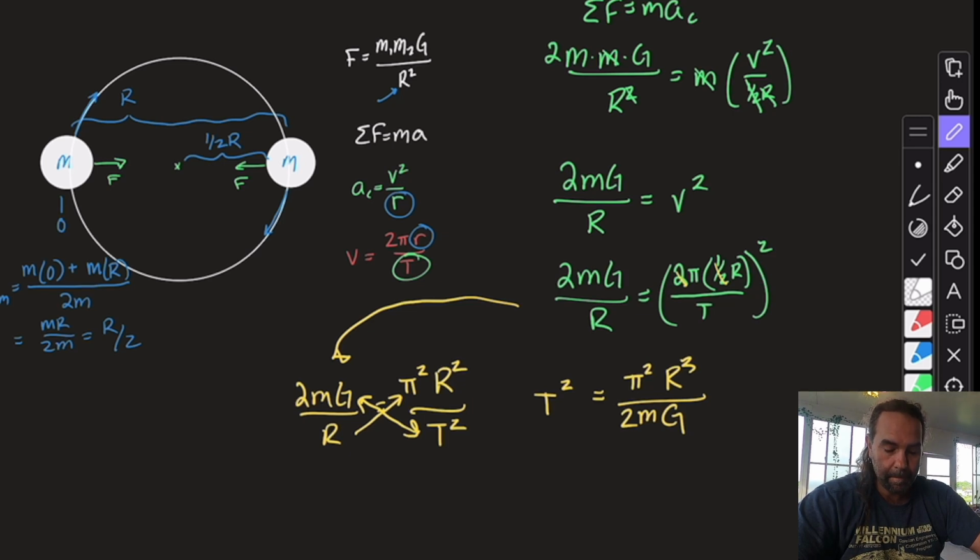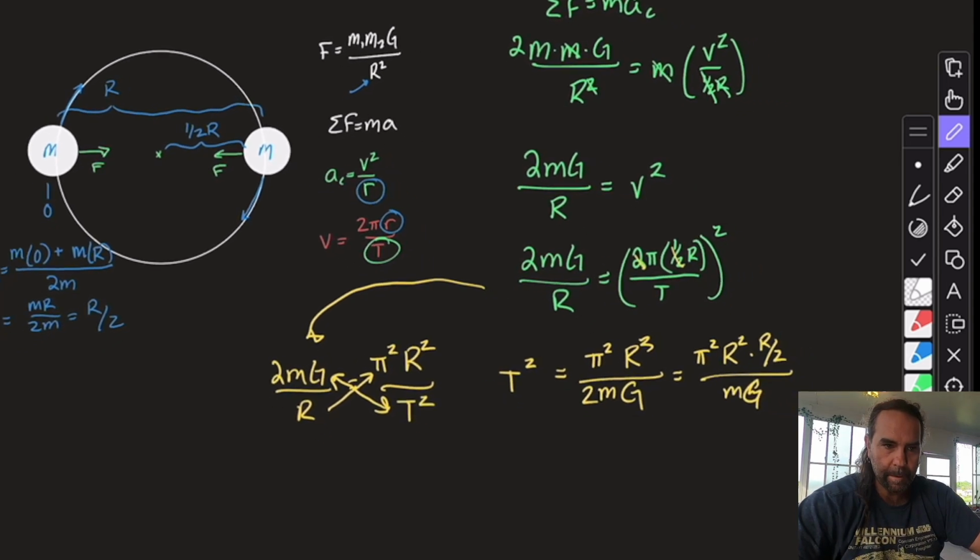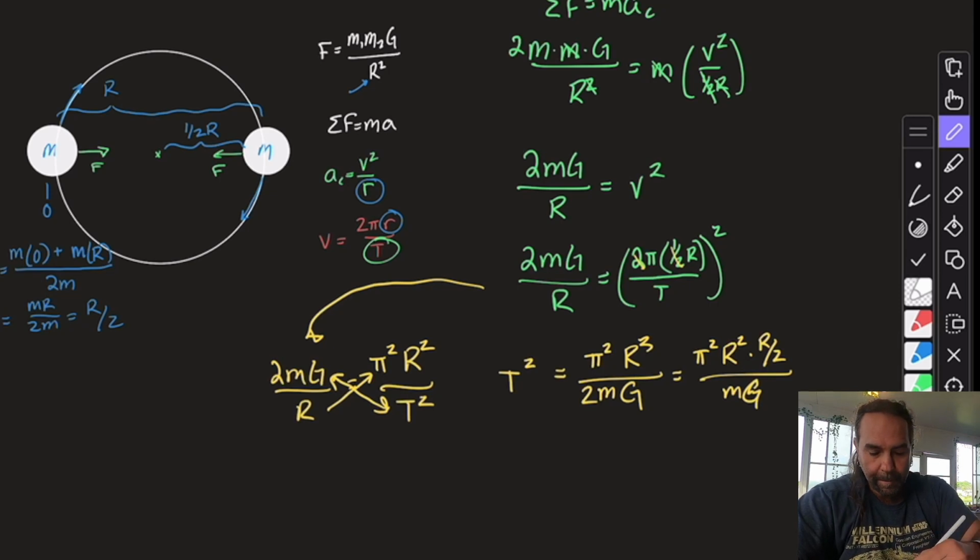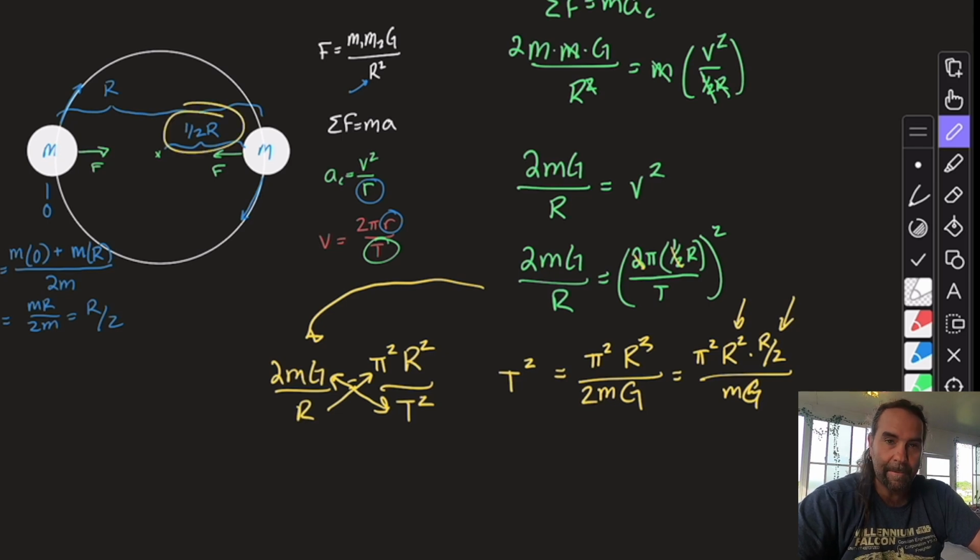Now, I want to call your attention to something. If I just reorganize this a little bit, I get pi squared r squared times r over 2 over mg. I see I'm in the way, so there. Now, I'm putting this in here because notice we have r squared and the radius of curvature. This is what we would see if the radius of curvature hadn't been just half of r. We'd have not r cubed like we saw before, we'd have an r squared for the separation distance and an r for the radius of curvature. That's what would happen.